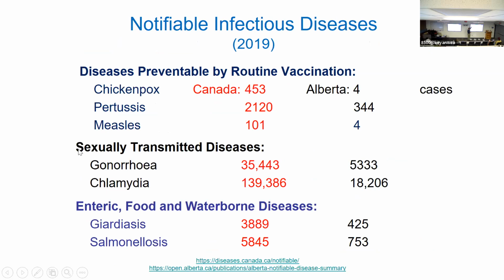Pertussis, that's whooping cough, 344. Measles, there were 4. So these cases go up and down from year to year, but it's good to monitor them, right? Sexually transmitted diseases, enteric and food and waterborne diseases. So you can see that these are important. And of course, right now we're tracking all the COVID-19 cases as well, which is a reportable disease.